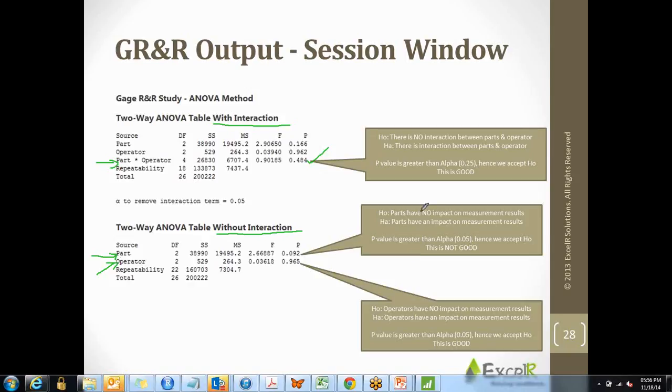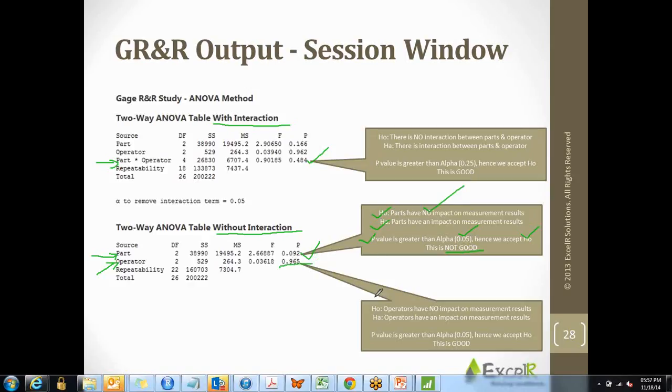All right. The first thing is this p-value, 0.092. Parts have no impact on measurement results, that is the null hypothesis. Parts have an impact on measurement results, this is the alternative hypothesis. If the p-value is greater than alpha, 0.05, then we accept the null hypothesis. And this is not a good indication. We need to have maximum impact from the parts. Here, because of parts, we have no impact on the measurement results, which is wrong.